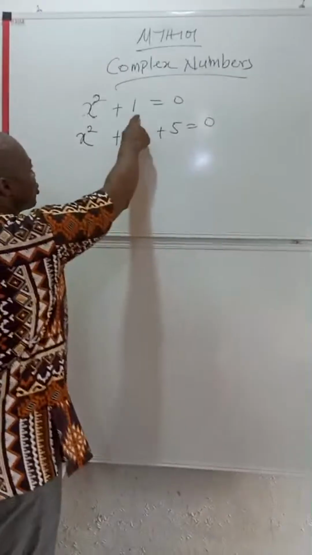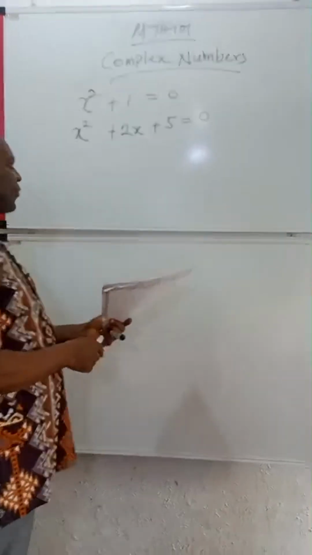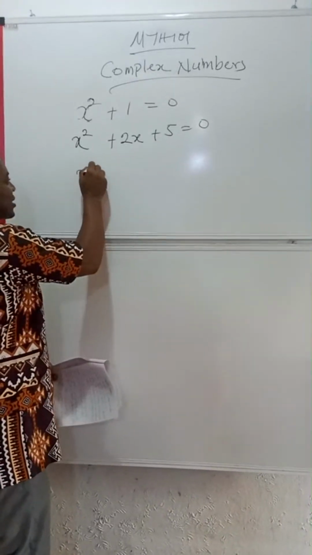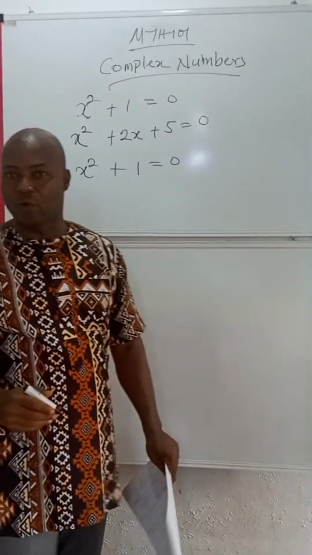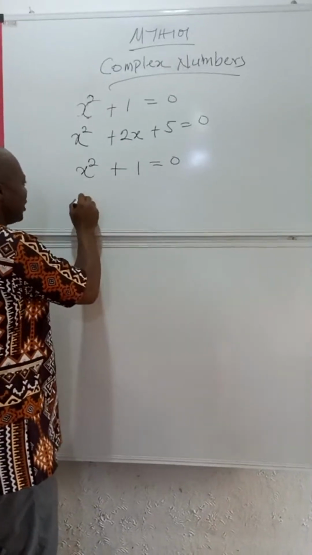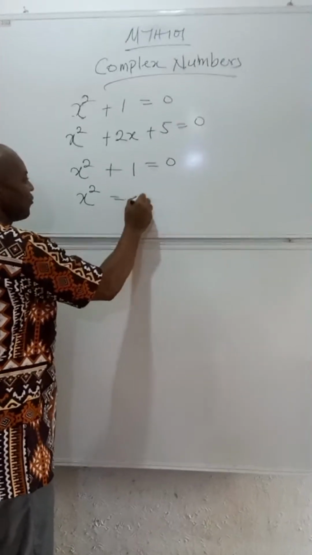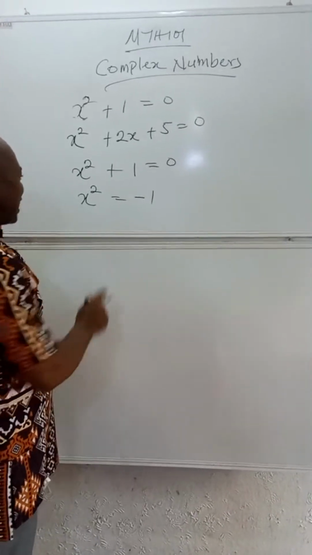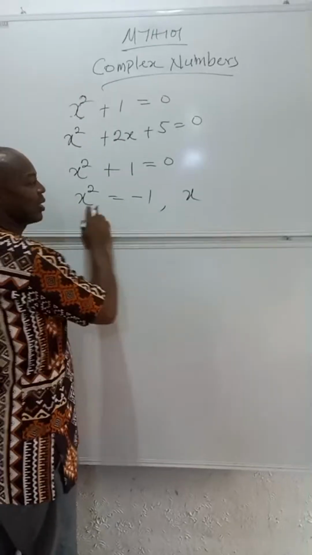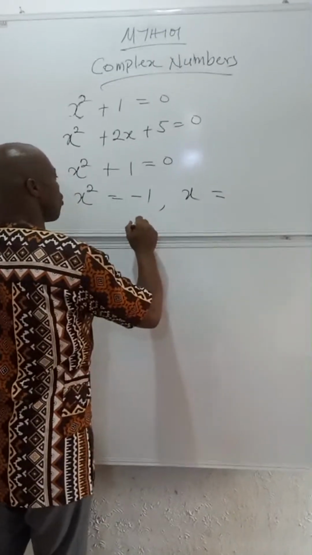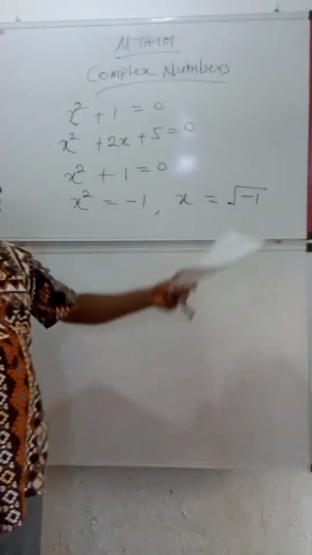Now, let's consider this to illustrate what we're trying to say. The first one we have, x squared plus 1 is equal to 0. That's a quadratic equation. If you want to solve it, you take this to the other side, and you have x squared equals -1. Making x the subject of the formula, x will be equal to the square root of -1.